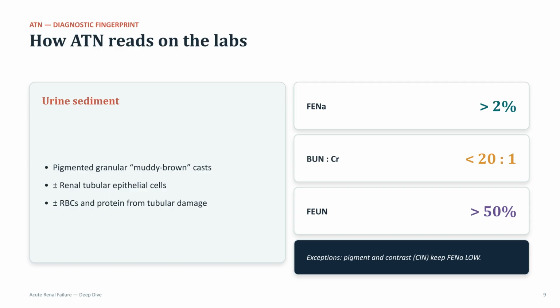The laboratory signature of ATN is often the muddy brown, pigmented granular cast. Because the tubules are damaged, sodium wasting occurs, raising the FeNA above 2% and lowering the BUN to creatinine ratio. Remember, pigment and contrast-induced injury are exceptions where the FeNA may remain low.